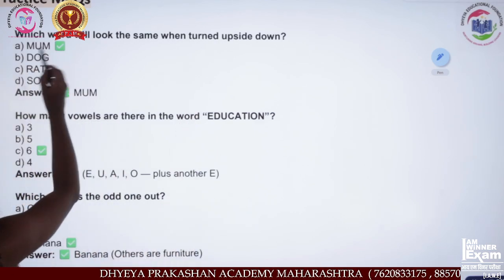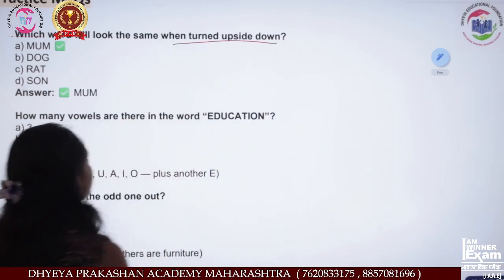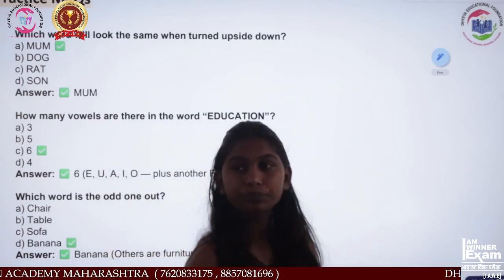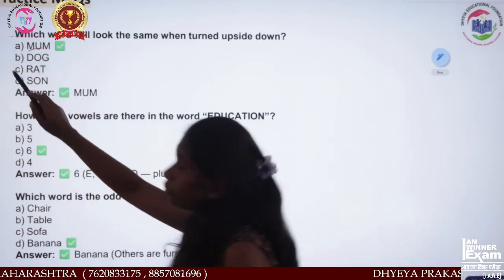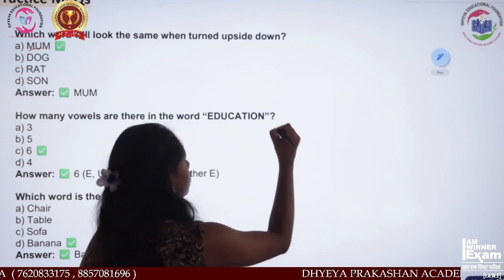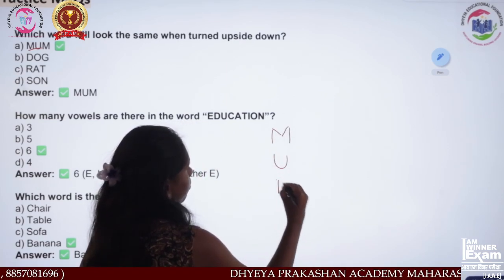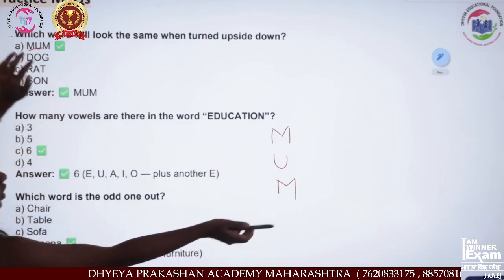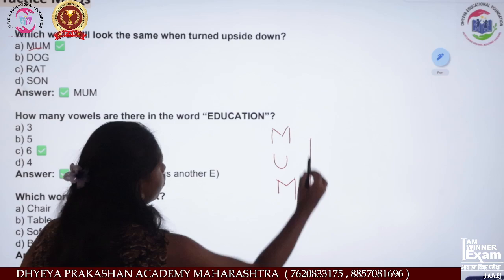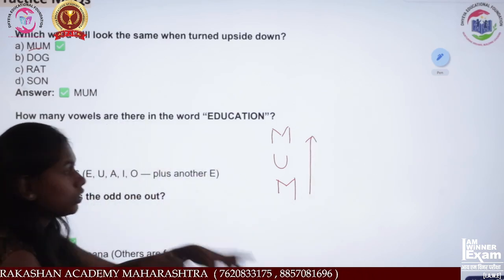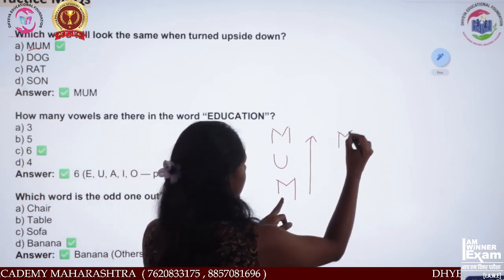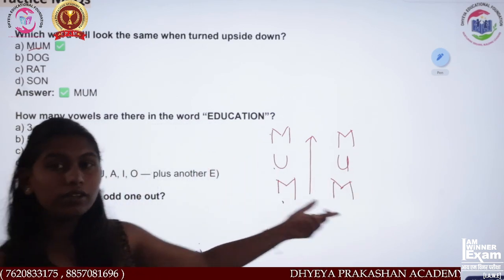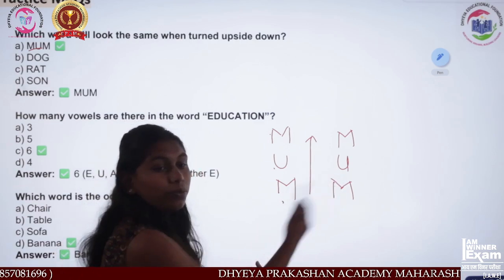See, now which word will look the same when turned upside down? Now what is meant by upside down is, suppose taking the first word, that is mum. So here M-U-M, mum. Now I have written the word straight here. Now I need to reverse it. So the last letter will be the first, M-U-M. So after reversing, the word is the same.